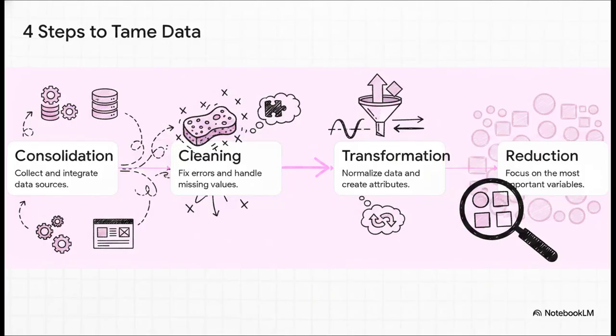So, how do we do it? Well, there's a structured process. First, you consolidate, you bring it all into one place. Then you clean it, fixing the errors and filling in the blanks. After that, you transform it. Maybe you normalize the values, which is just a fancy way of saying you put different kinds of data on the same scale so you can compare them. And finally, you might do some data reduction to zero in on only the most important pieces of info. It's a four-step journey from total chaos to clean, useful data.